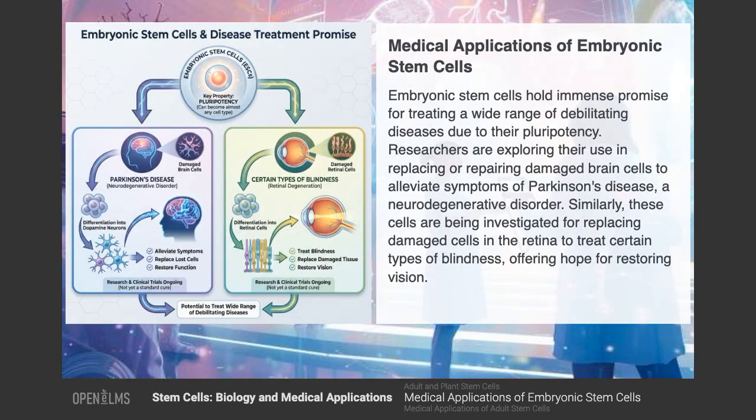Medical applications of embryonic stem cells. Embryonic stem cells hold immense promise for treating a wide range of debilitating diseases due to their pluripotency. Researchers are exploring their use in replacing or repairing damaged brain cells to alleviate symptoms of Parkinson's disease, a neurodegenerative disorder. Similarly, these cells are being investigated for replacing damaged cells in the retina to treat certain types of blindness, offering hope for restoring vision.